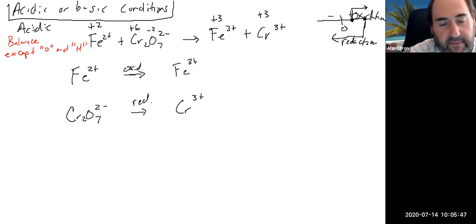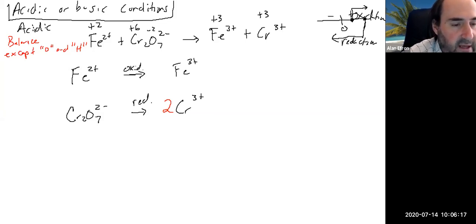When we look at the iron, we have 1 iron on the left and 1 on the right. So in terms of numbers of elements, we're good. We don't have to worry about it. When we look at the chromium here, we have 2 chromiums on the left and only 1 chromium on the right. So we need to balance the chromiums just like we would balance an equation, and we would put the 2 in front of it. And when we put the 2 in front of it, we now have 2 chromiums on each side, 1 iron on each side. So now everything is balanced except for oxygen and hydrogen.